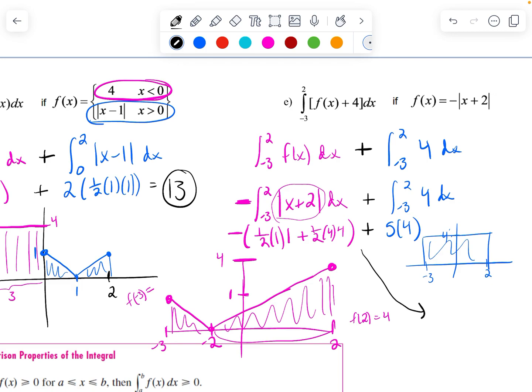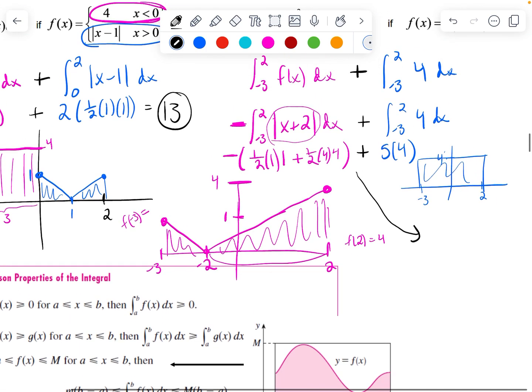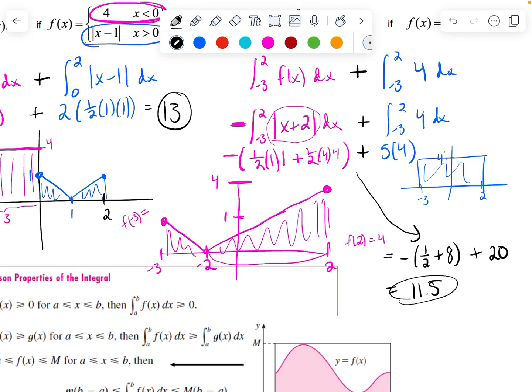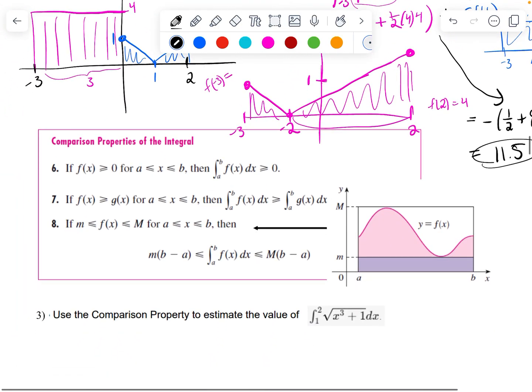And then if you add that all up, I'm going to move this over here, you get -1/2 plus 8 plus 20. So then this is 11.5 is what it ends up being.